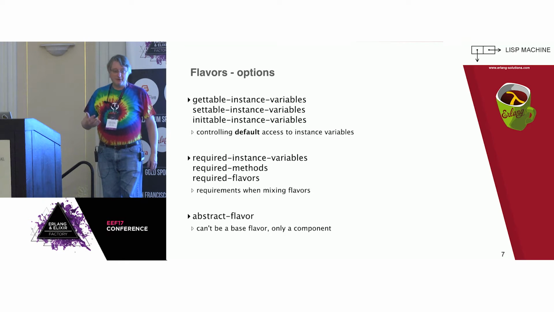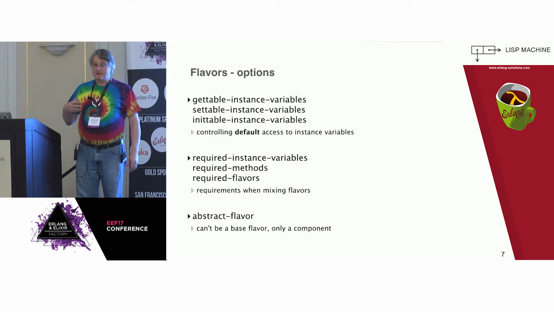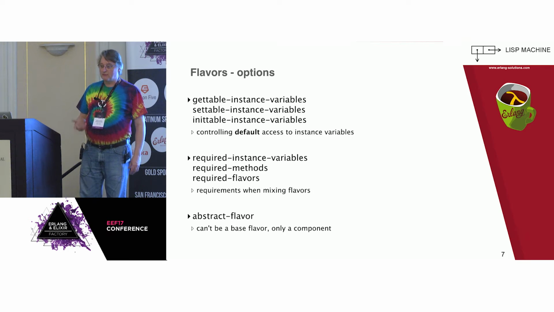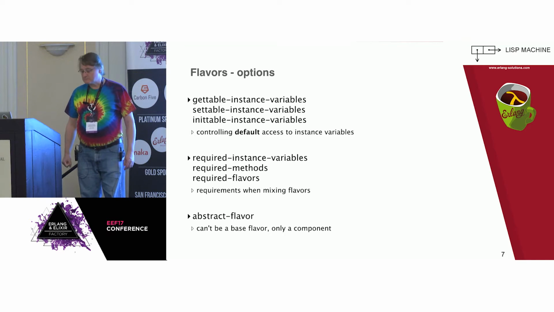So all the gettable instance variables would automatically have a get method defined for them. The settables would have both gets and sets. And initable ones were the ones I was allowed to initialize, give values for when I created an instance. Otherwise, you weren't allowed to do that, by default.